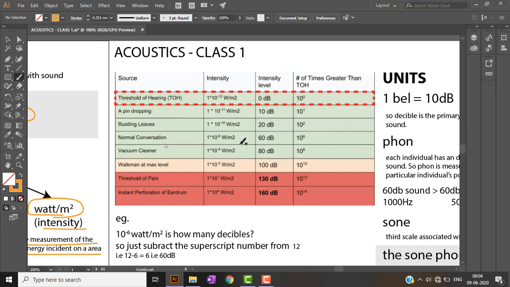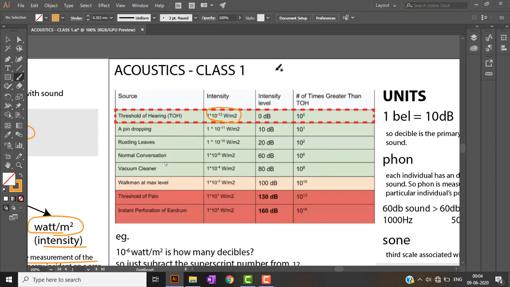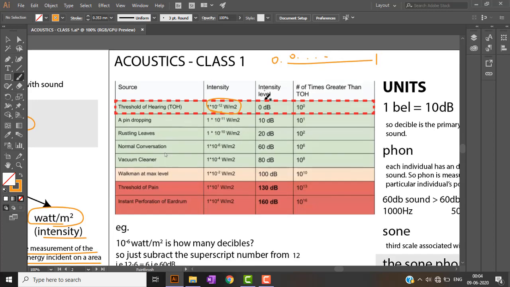So now let's see what range of sound a human ear can hear. So threshold of hearing is 10 raised to minus 12 watt per meter square. 10 raised to minus 12 is nothing but 0.(11 zeros) and a 1. Okay, so that's the range, and that's the minimum sound that is audible to the human ear.